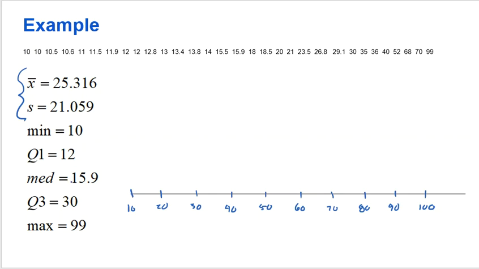All right, now we need to put a line at the median. The median was at 15.9, so that's going to be somewhere way down here. So right in between 10 and 20 is 15. I'm going to edge it a little bit closer to the 20 because it was 15.9. But again, you're just trying to estimate.